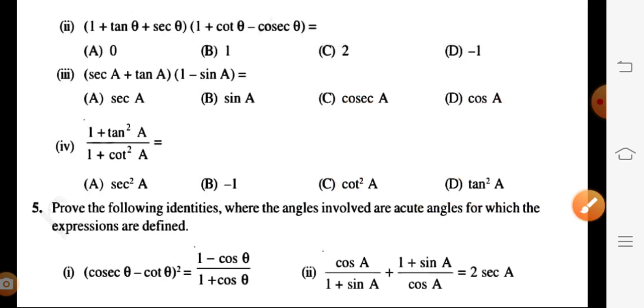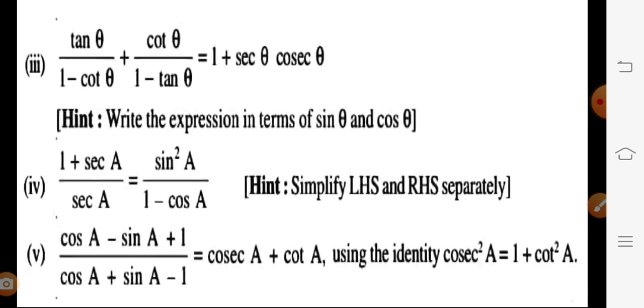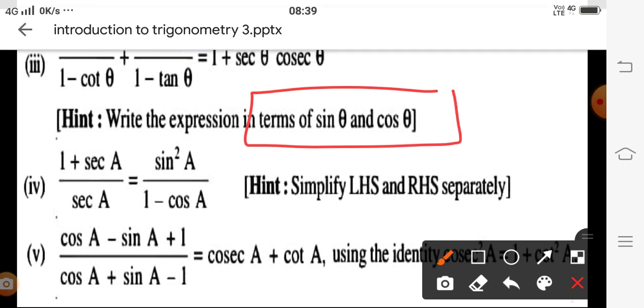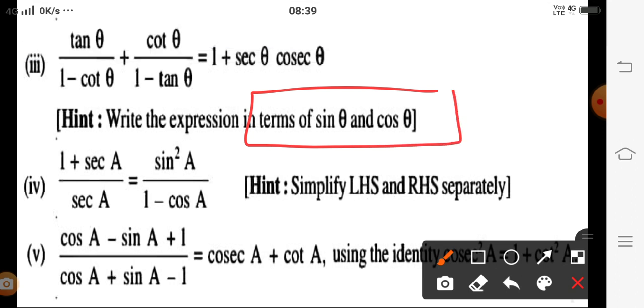Then question number 5 you have to solve. The first part I have done, the second you have to solve, the third part I have done, but I have not solved it by using this hint, I have solved it by another method. You may convert these values in terms of sine and cos first, and then solve, then also you are getting the answer easily. And the fourth and fifth parts you have to solve.